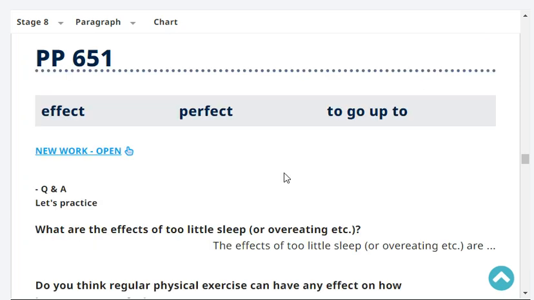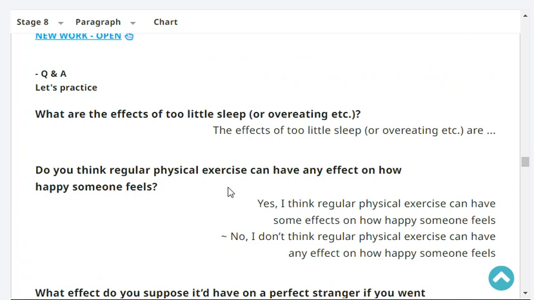What are the effects of too little sleep? The effects of too little sleep are tiredness, dizziness, illness, etc. Very good.